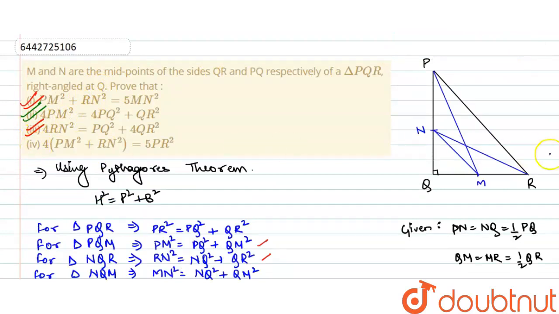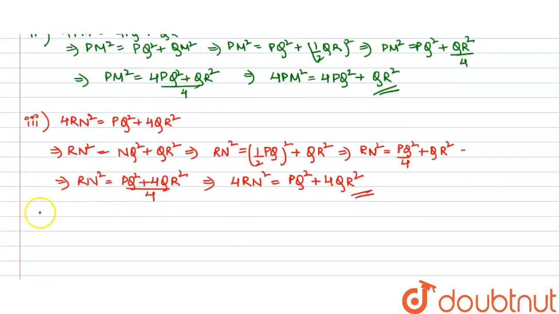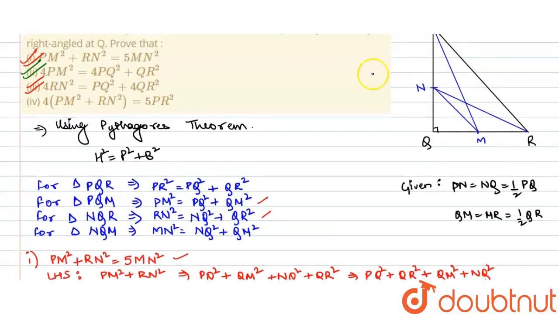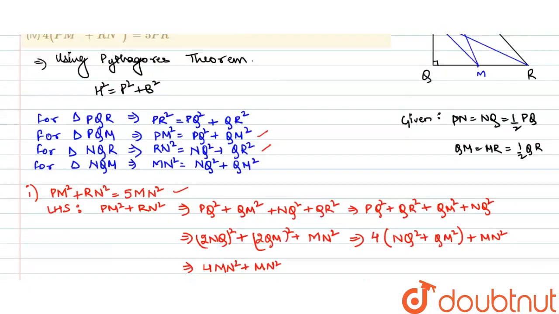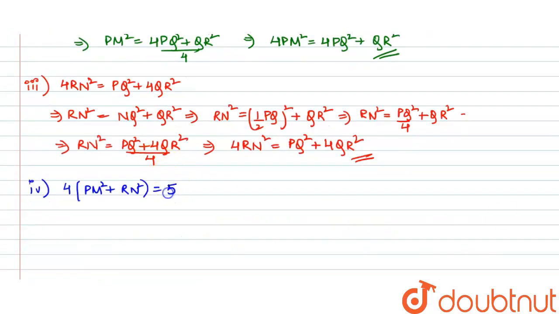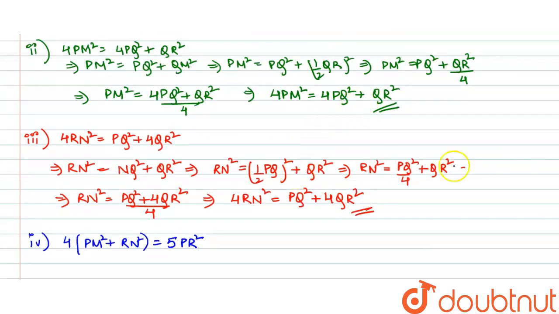Now we are left with the fourth equation. The fourth equation says that 4 times PM square plus RN square is equal to 5PR square. So 4 times PM square plus RN square is equal to 5 times PR square. Now for doing this, we will take the results from the above two equations. Since we have proved these two, we can use this. So I will add these two equations.